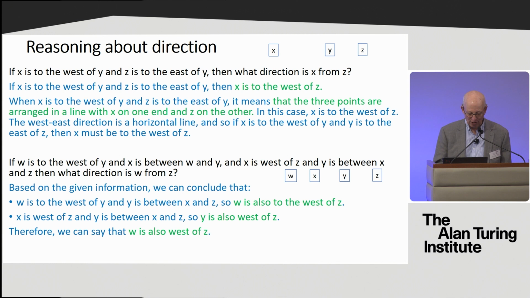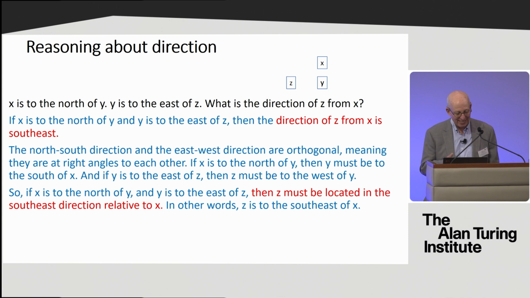But if I now have something involving both north and east, so x is north of y, y is east of z, what direction is z from x? It should be southwest, but it says it's southeast.